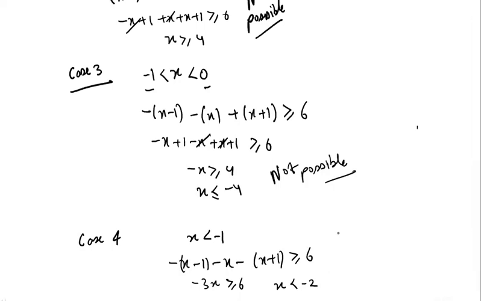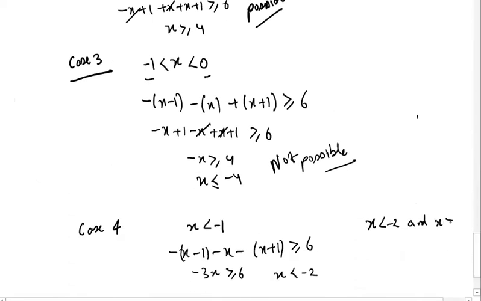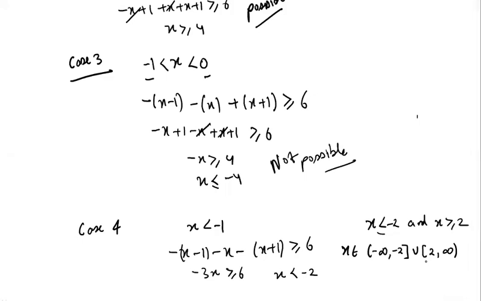So the answer is what? The answer is this one and first one, which is x less than -2 and x greater than or equal to 2. Right? So this is your answer. Got it, everyone? So the answer is x belongs to -infinity to -2 union with 2 to infinity. Agree, everyone?